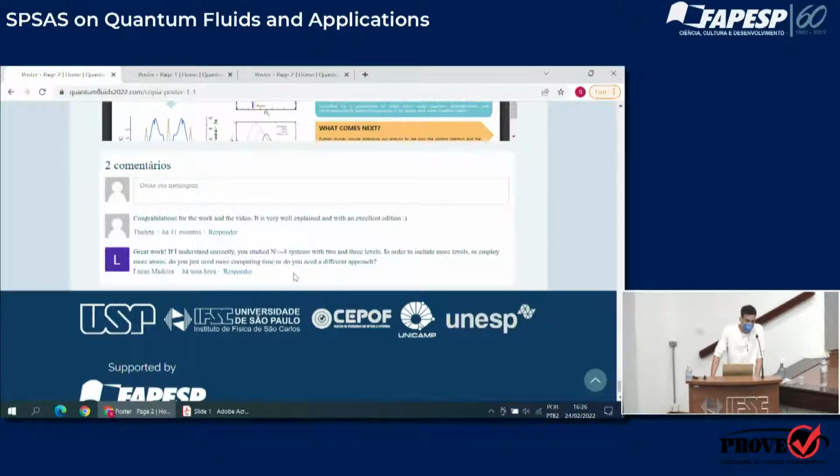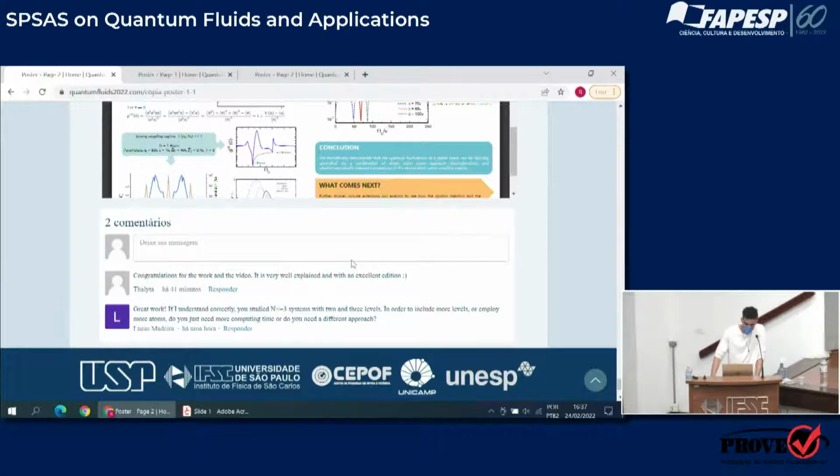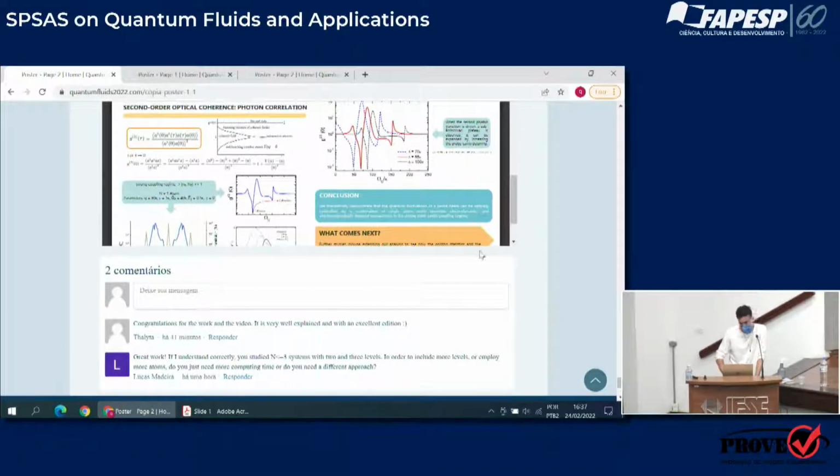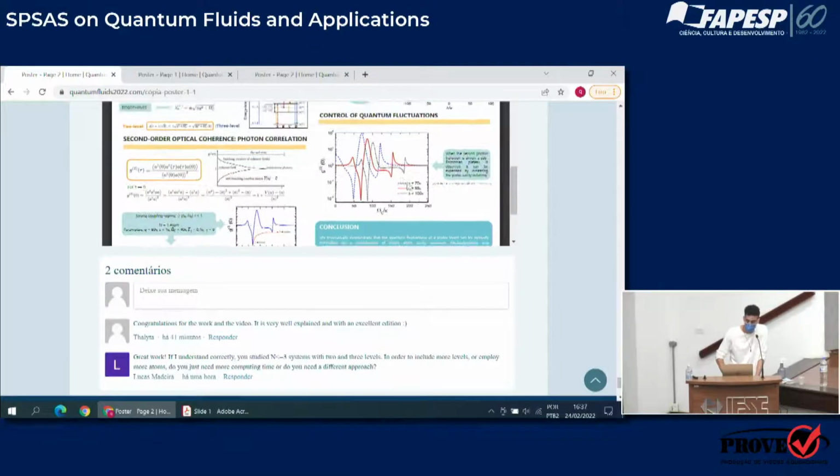We're trying other numerical solutions to solve the system, and we expect to get more results soon. We need more computation time, more memory, better computers, or even a quantum computer, and a different approach and different numerical methods to get the solution for more atoms or atoms with more levels. I think that's it.